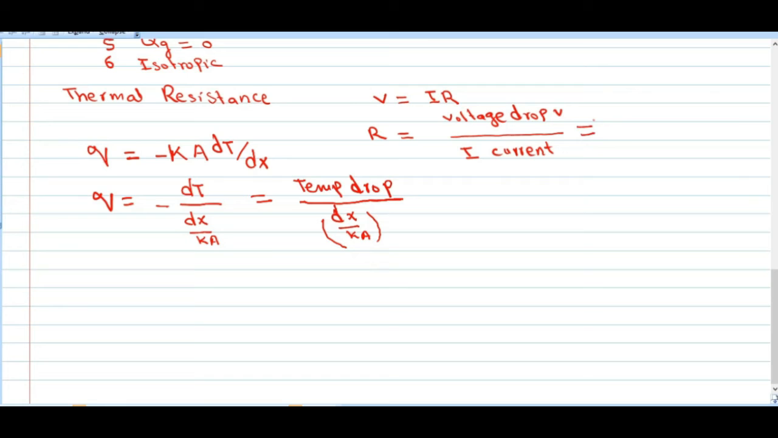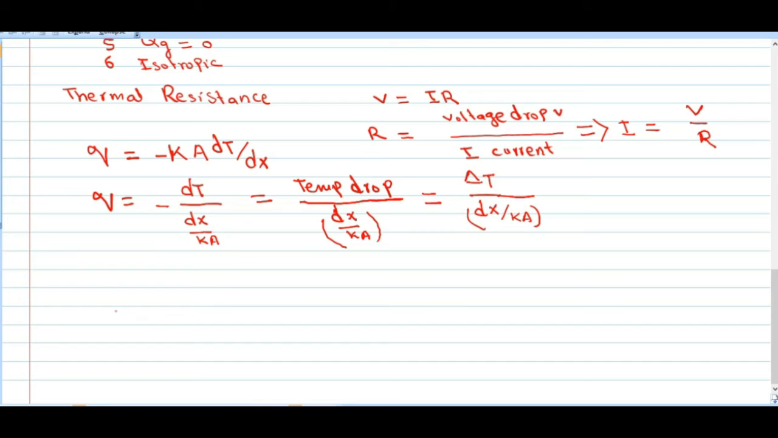Like in electricity, current I is equal to voltage drop divided by electrical resistance. In the same way, the heat flow is equal to temperature drop divided by thermal resistance. That's why we say that flow of heat and flow of electricity are analogous. So there is an analogy between heat flow and electricity flow.